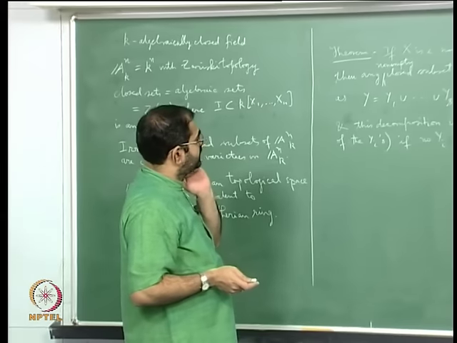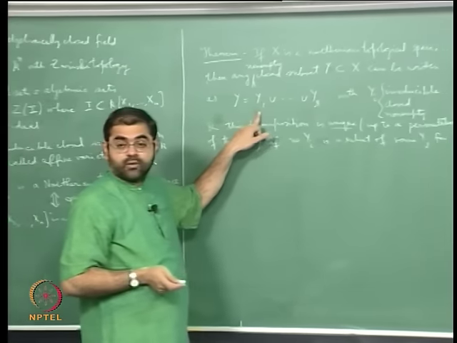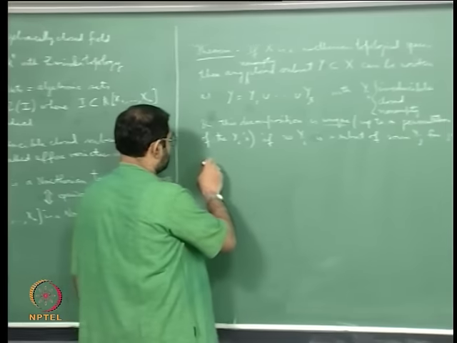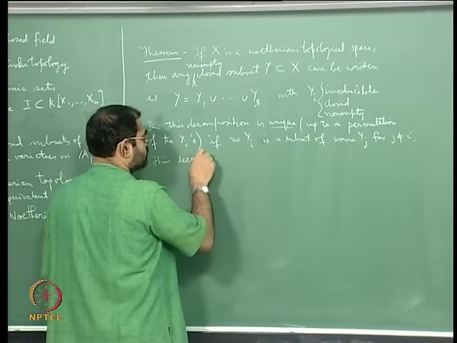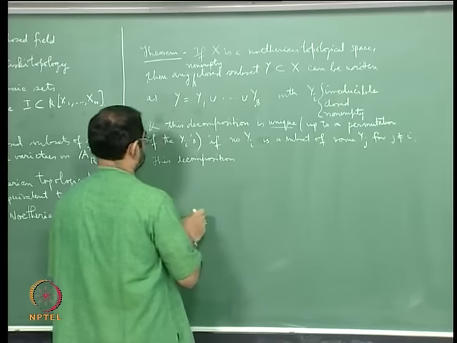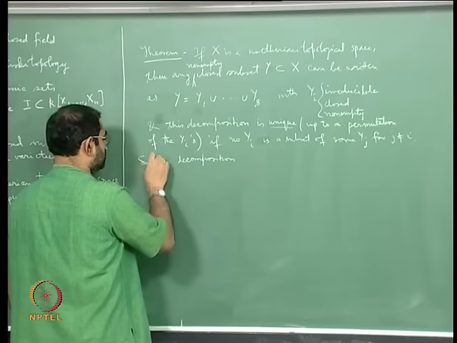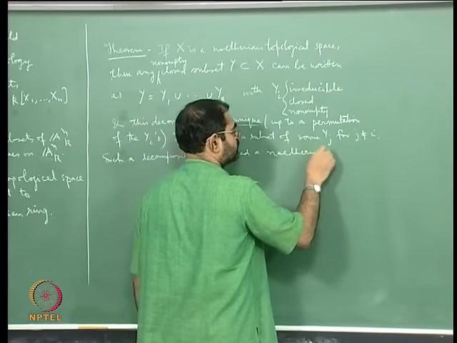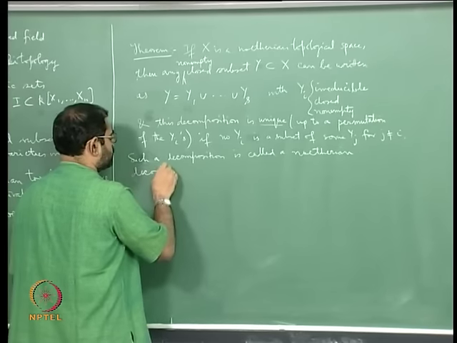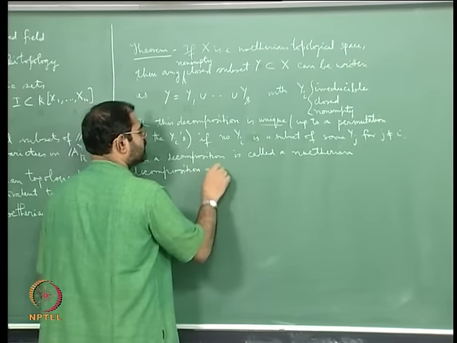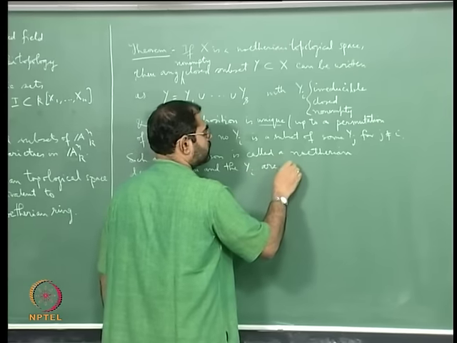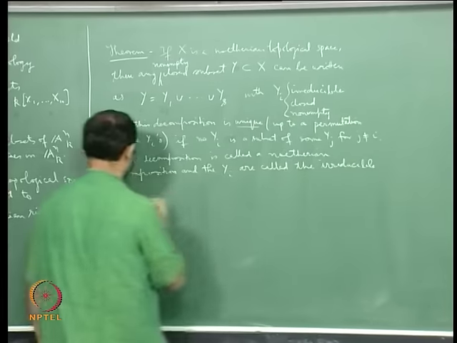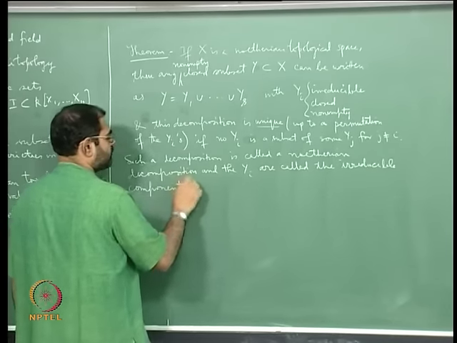Now the Yi's are called the irreducible components of Y. So each Yi is called an irreducible component of Y, and such a decomposition is called a Noetherian decomposition, and the Yi are called the irreducible components of Y.